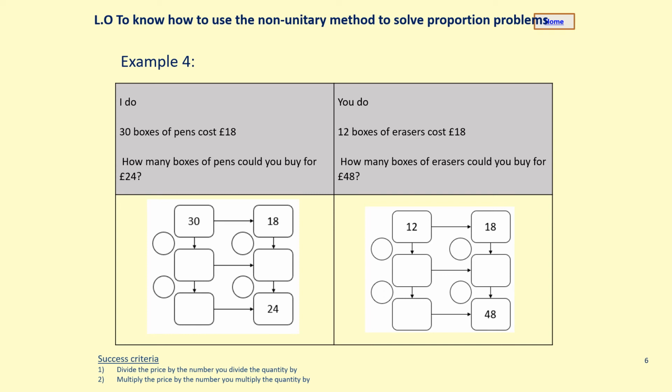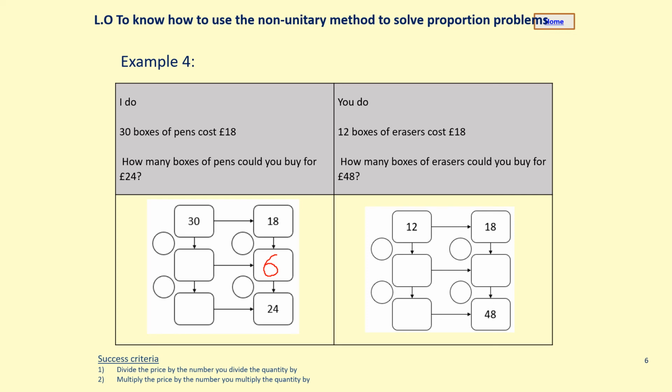Okay, let's have a look at this last example, and then we'll give you some questions to work through yourselves. So 30 boxes of pens cost £18. How many boxes of pens could you buy for £24? So this time it's sort of the opposite of what we did last time, but your method's still going to be the same. Pick a common factor of 18 and 24. And probably the easiest factor to use in this case is going to be 6. 6 goes into 18 3 times, 6 goes into 24 4 times. So that's going to be sort of our go-between from 18 to 24.